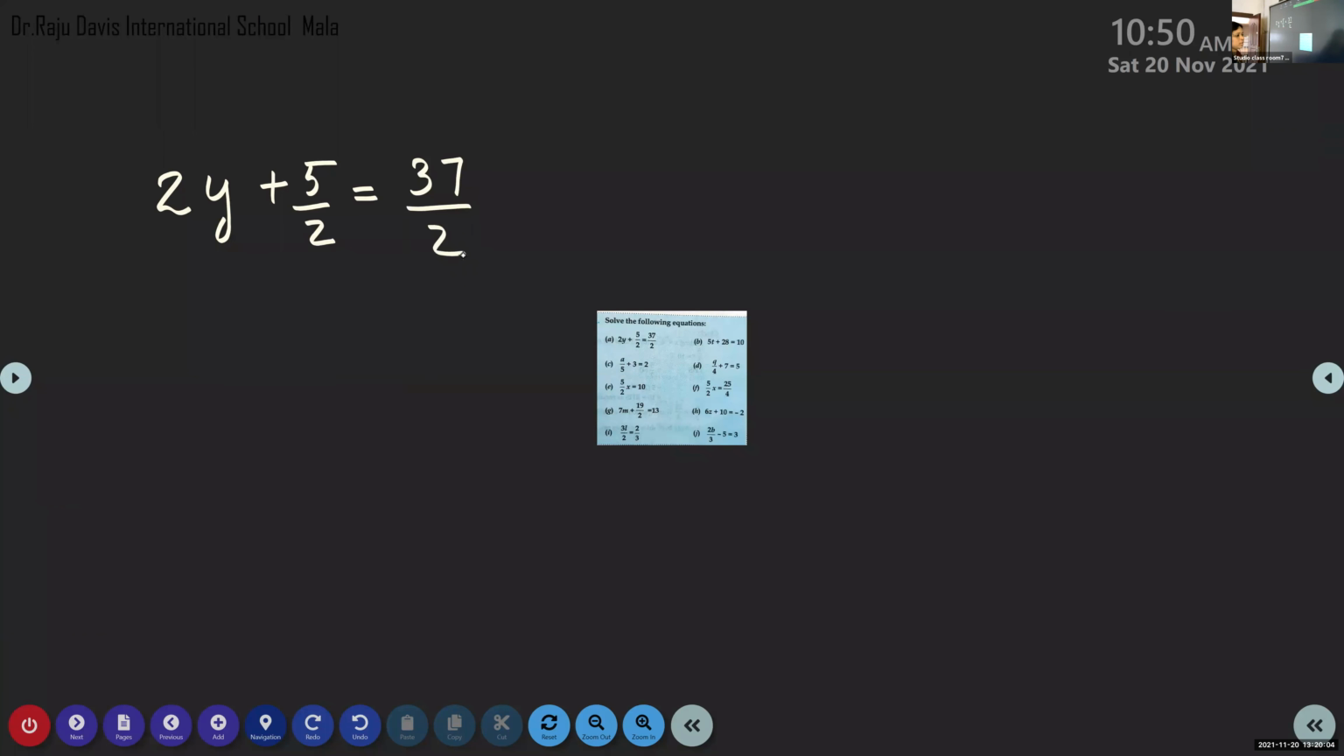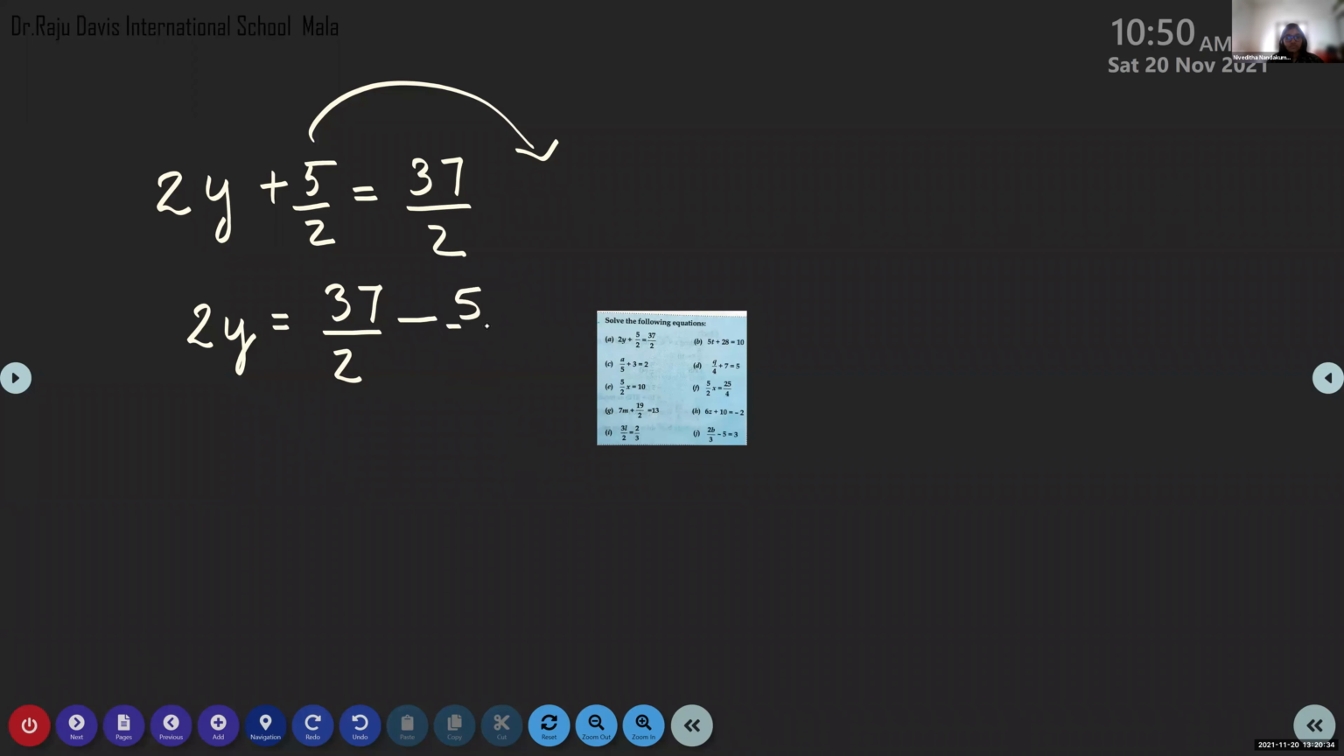So which number will you transpose first? Ma'am, 5 by 2. 5 by 2 we can transpose to this side. So what will the equation become? 2y is equal to 37 by 2. That should be written first, compulsory, because it is already there. 37 by 2 plus 5 by 2 will become minus 5 by 2. So 2y is equal to 37 by 2 minus 5 by 2.